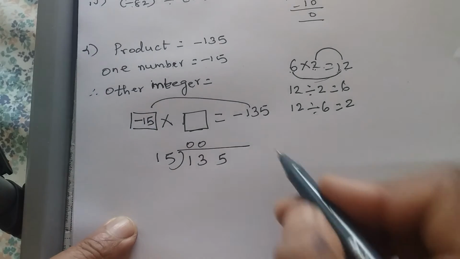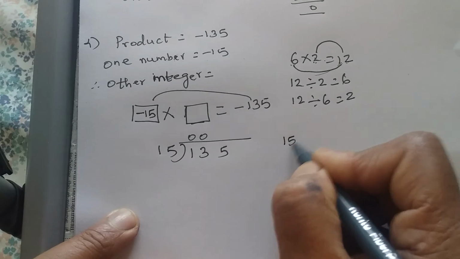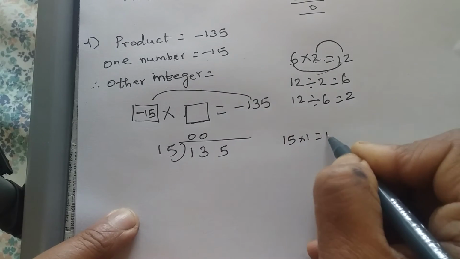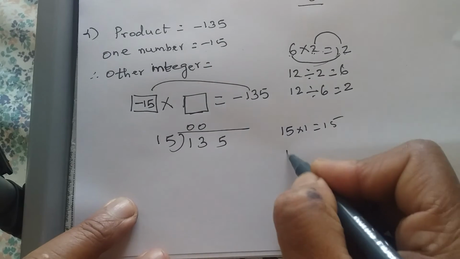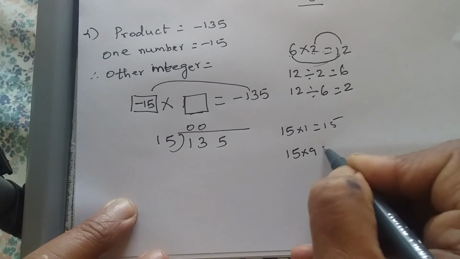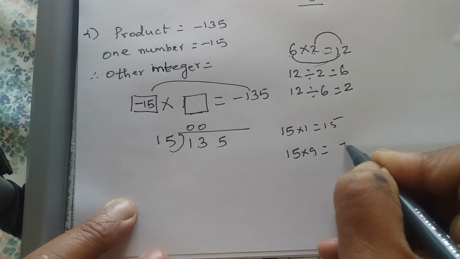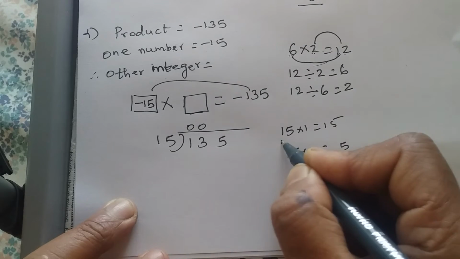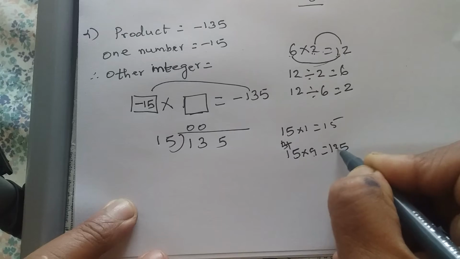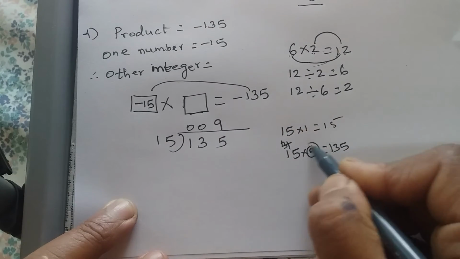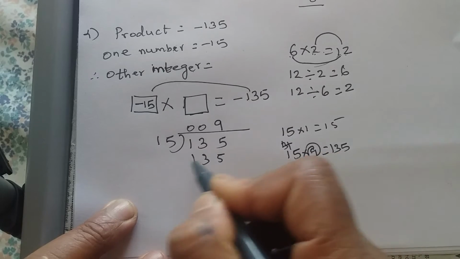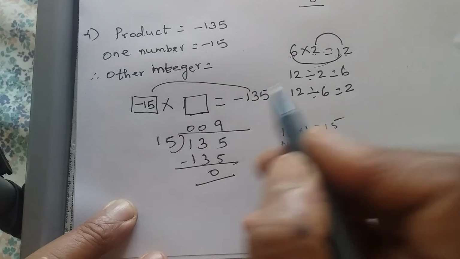Take 135. If you write the 15 table, 15 ones are 15. If you're thorough with the tables, you can just tell, or just multiply 15 by some number and check. If you write like this, finally you get 15 nines are 135. Now 5 nines are 45, carry 4, 9 ones are 9, 9 plus 4 is 13. 15 goes how many times? 9 times. This 9 is the quotient for us, 135 minus 135 is 0. So your quotient is 9.